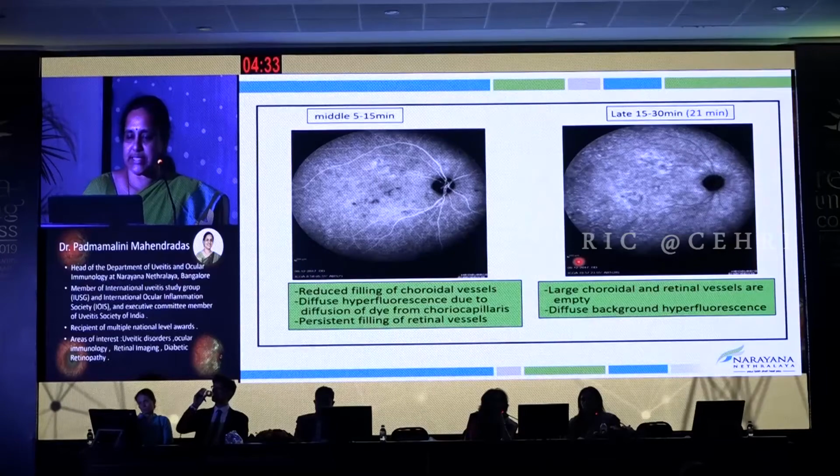So we have the early phase, where you see disc hypofluorescence followed by filling of the choroidal arteries and capillaries, then the mid phase and late phase. In the late phase, we see mostly diffuse background hyperfluorescence.